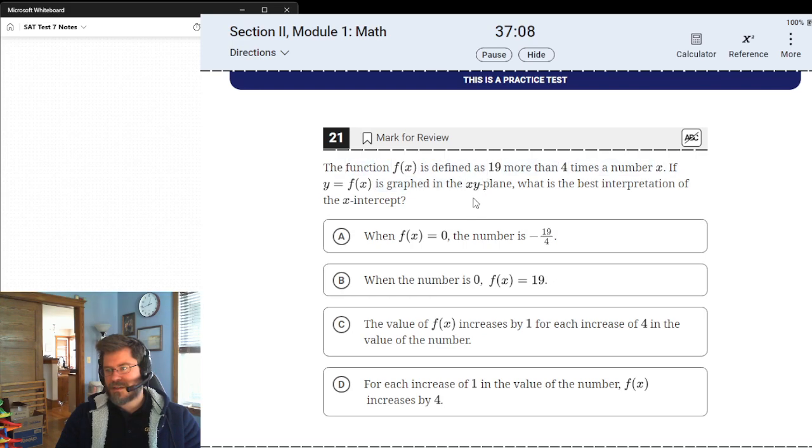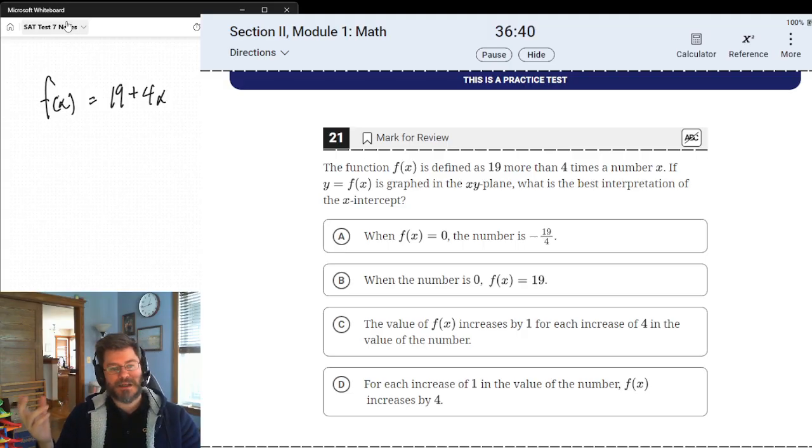The function is defined as 19 more. Okay, so they just want us to write the function here. Just read it carefully. And they want us to interpret the x-intercept. F of x is defined as equals 19 more than 4 times the number x. If f of x is graphed in the xy plane, what is the best interpretation of the x-intercept?